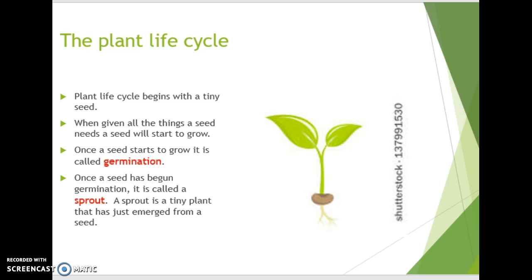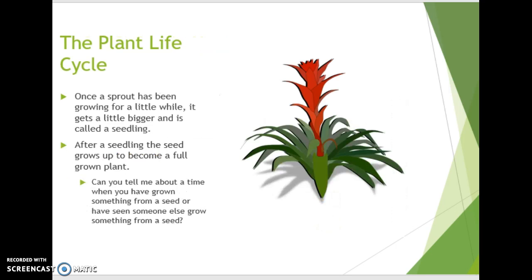Germination is when the plant starts to break through the seed. It's the little tiny leaf and stem that pops out of the seed at the very beginning stages of life for the plant. Once a seed has begun germination, it's called a sprout. A sprout is a tiny plant that has just emerged from the seed. Once a sprout has grown for a little while, it gets a little bigger, and then it's called a seedling. A seedling is what grows up to become the full-size plant.